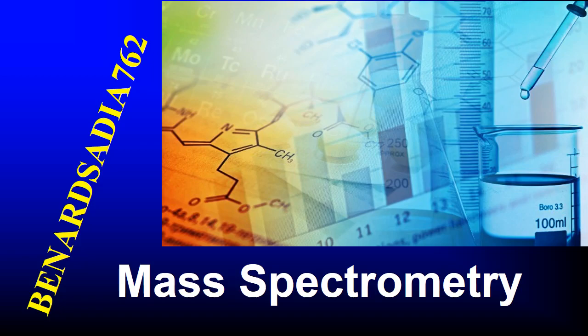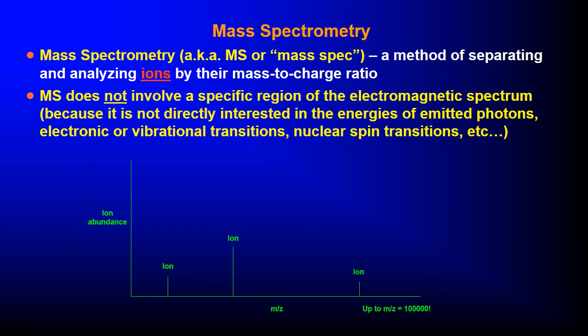Today we are going to study mass spectrometry. Mass spectrometry, aka mass spec, is a method of separating and analyzing ions by their mass to charge ratio.